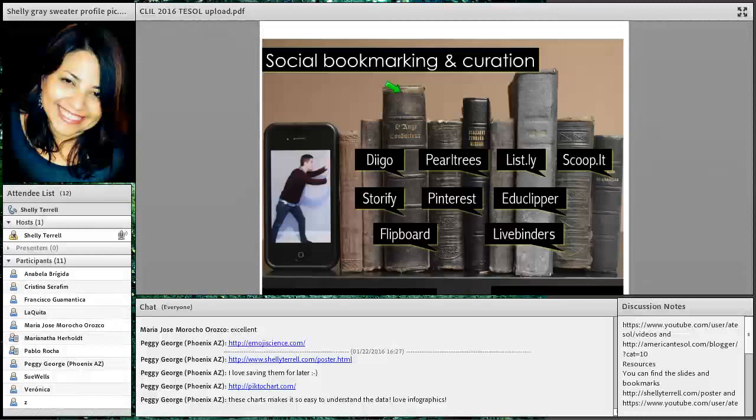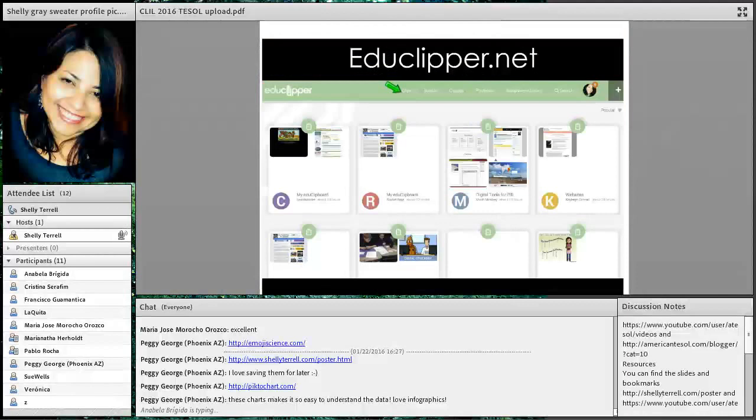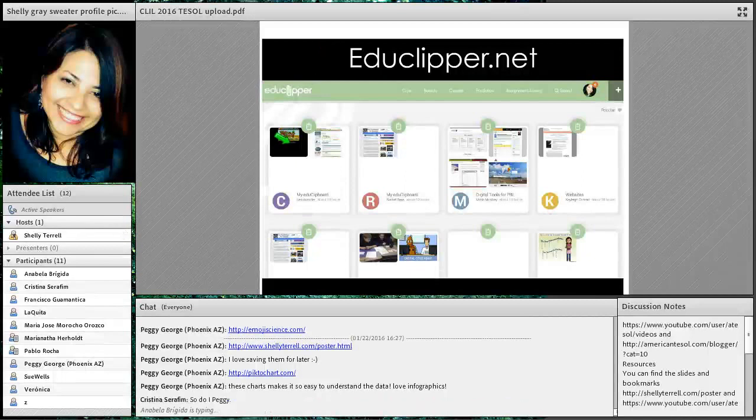And social bookmarking and curation. So this is when your students, you know how you have your favorites and your bookmarks on your browser or in your computer. Well, you can carry that around with you anywhere if you do it on the web. These are some free great tools. One of the ones I think is most safe for students, especially children, is Edgy Clipper. Edgy Clipper is like Pinterest, but it's made for teachers and students.